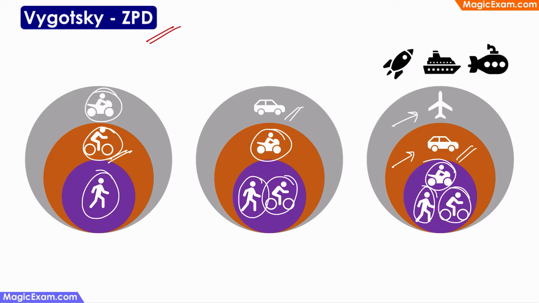Therefore, at any stage in life, there are some things that we can do independently. And there will be some things which we can do with some help, support and guidance. And there will be a lot of activities or a lot of skills that are in our future learning.